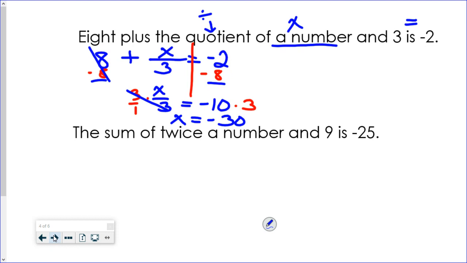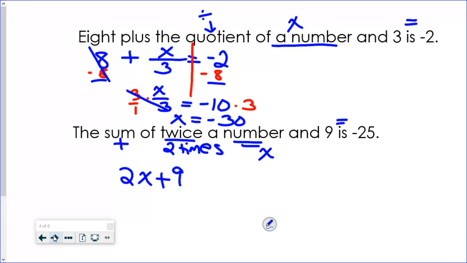So sum means add. So I'm going to add. Twice means 2 times. A number is your variable. So I'm going to add twice a number and 9. Okay. And don't forget is negative 25. So far, so good. Remember, twice something just means 2 times it. Half of something would be 1 over 2, 1/2.